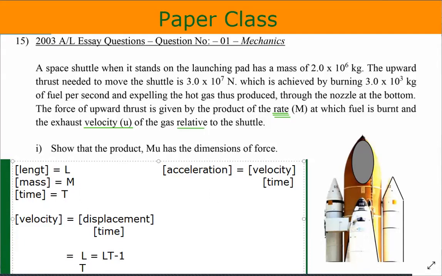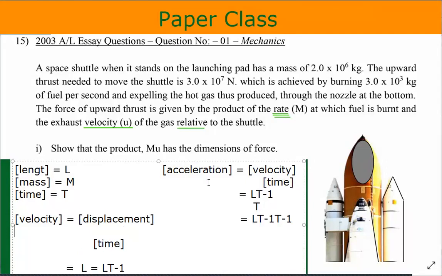Acceleration equals velocity divided by time taken. The dimension of velocity is LT minus 1. Time taken is capital T. This T term comes up with the minus sign, so LT minus 1. The denominator also comes up with another minus 1.